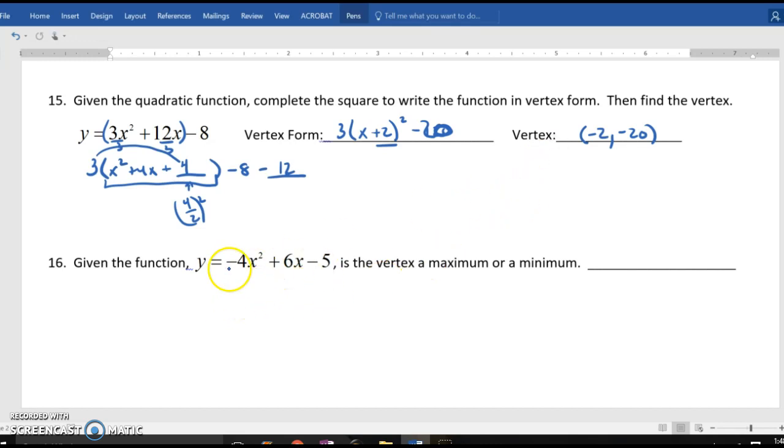Okay, now the last one here, if I look to determine if it's a max or a min, if it's a maximum, it's at the peak, it's the highest point. If it's a minimum, it's the lowest point. Well, how do we determine if a parabola opens up or down? We look at a. If a is negative, it opens down. If a is positive, it opens up. Since a is negative here, we know it opens down, and we could say the vertex is a maximum here.